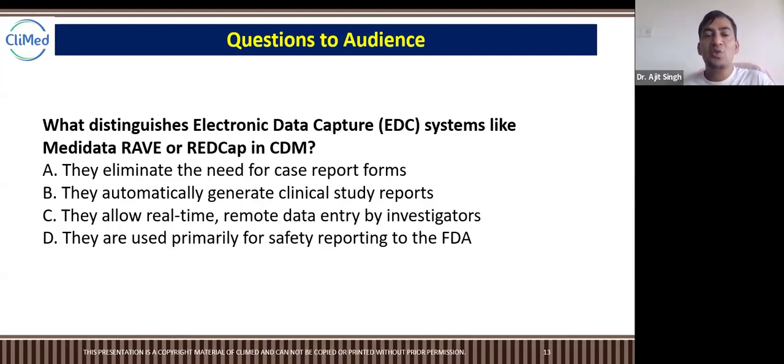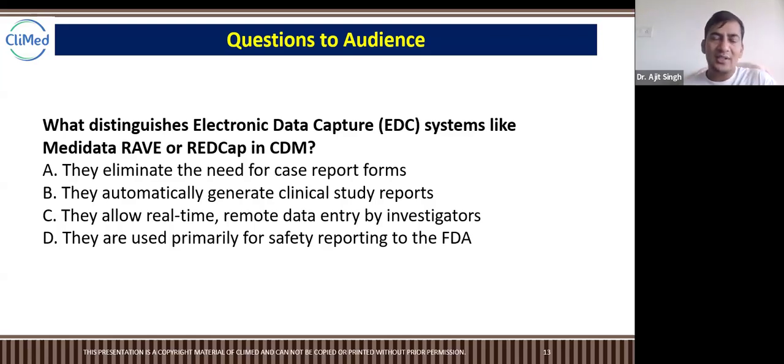So EDCs are something which collect the data, and they allow real time and remote data entry by the investigators. Remote data entry is needed because if I'm recruiting a patient today, there are rules that within 12 hours or 24 hours you have to update the recruitment. There are different rules for different clinical trials, so you have to follow those rules, right? So EDC systems are distinguished from others, but where are we comparing? We are comparing with the paper format. Usually at every center, when you do clinical research, you make a Google form or you make the paper format, right?